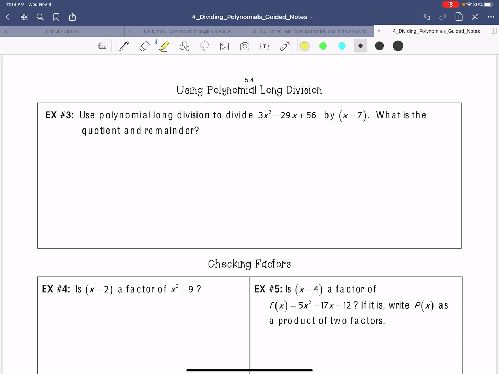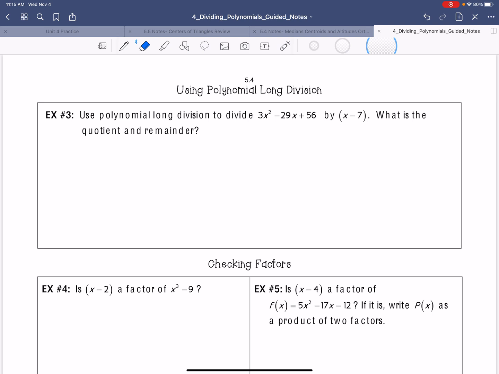All right, so now it says, use polynomial long division to divide this. What is the quotient and the remainder? This is going to be a great time. Go ahead, pause the video, and try doing this long division on your own and see if you're able to get it.